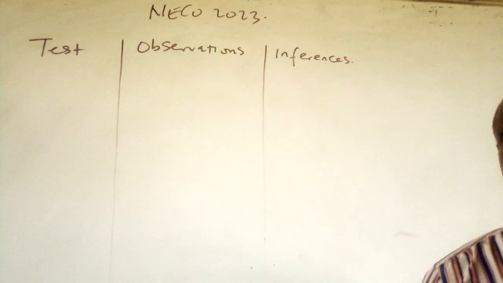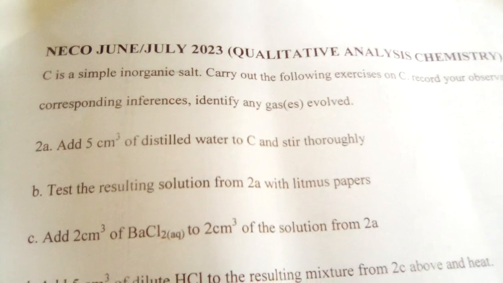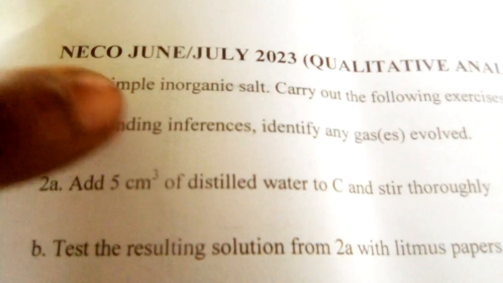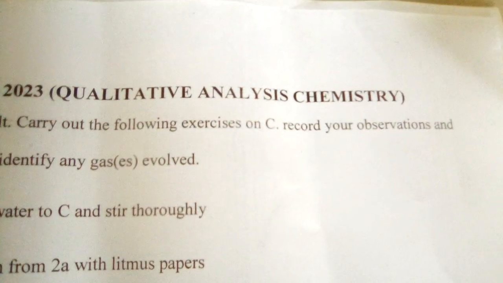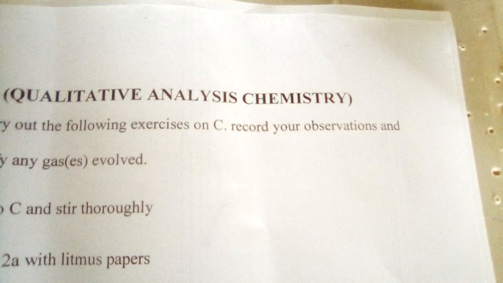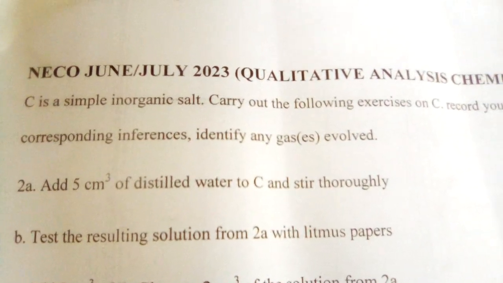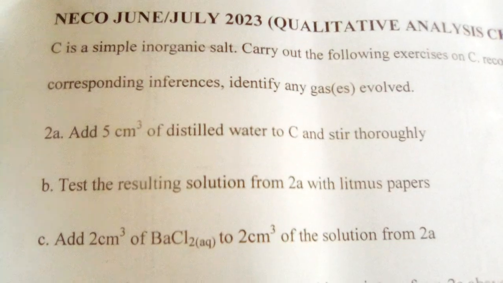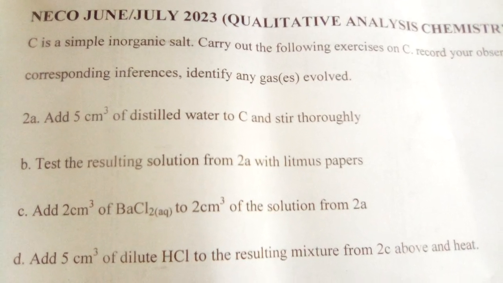So let's go to the questions. The question says, C is a simple inorganic salt. Carry out the following exercises on C. Record your observations and corresponding inferences. Identify any gas or gases involved. The first question, 2A, says, add 5 cm³ of distilled water to C and stir thoroughly.